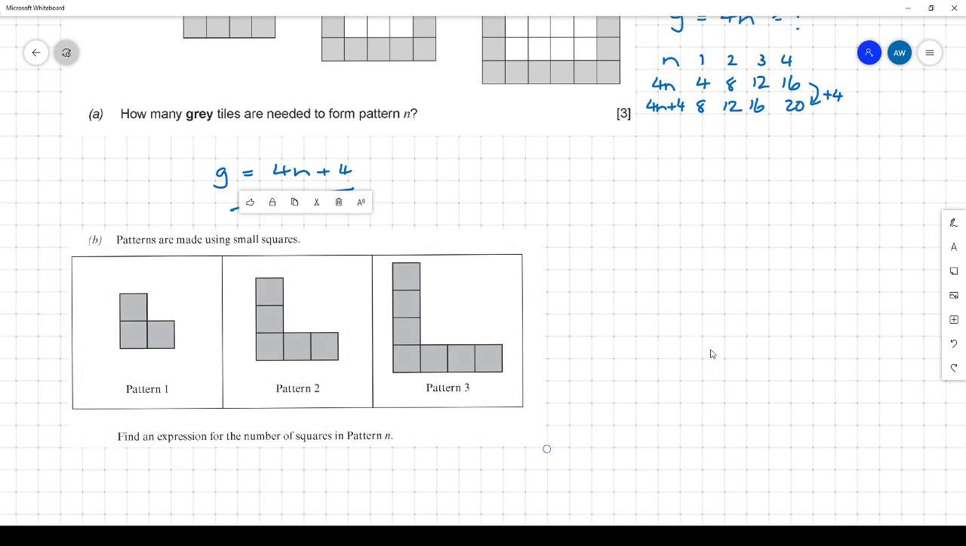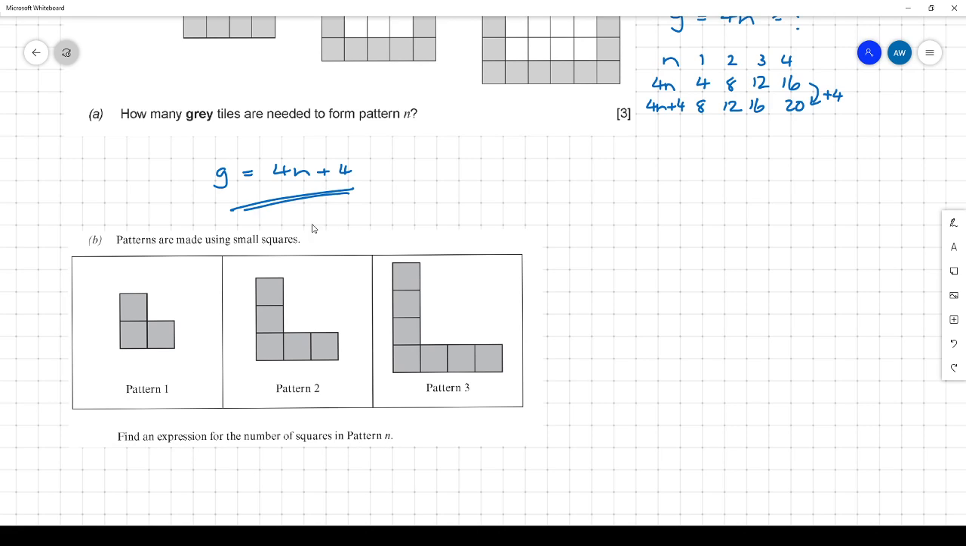This is part B and a very similar question. So what we've got, it says patterns are made using small squares. We can see we've got a series of diagrams, and again they've named them pattern 1, pattern 2, pattern 3, but that's basically the same as position 1, 2 and 3. Find an expression for the number of squares in pattern n.